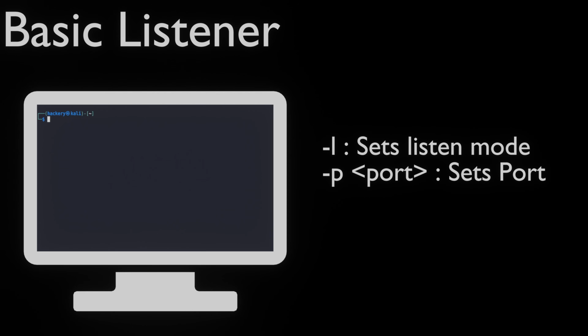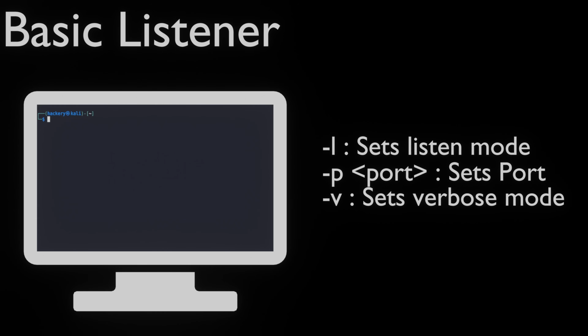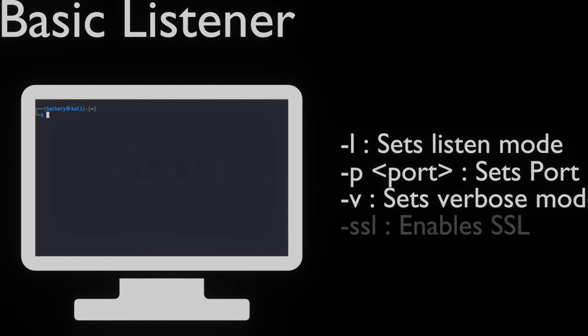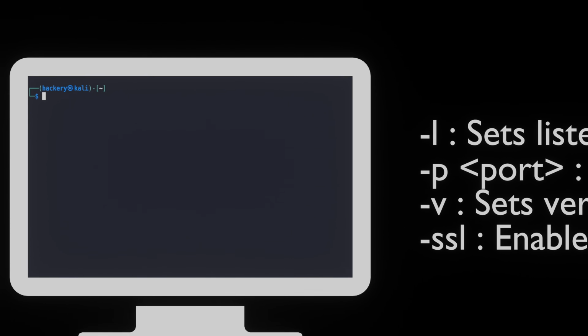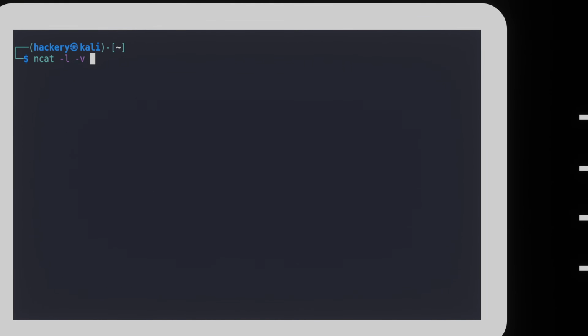Let's select port 8000. The -v flag is the verbose flag. This sets Ncat to verbose mode. Without this flag, you won't see any details of incoming connections. We will also use one of the features that Ncat has over the classic Netcat, encryption. Using the --ssl flag, we're able to set up an encrypted connection that cannot be monitored by a third party.